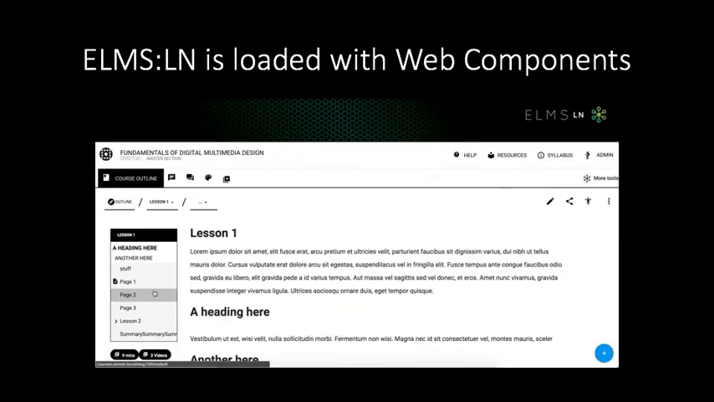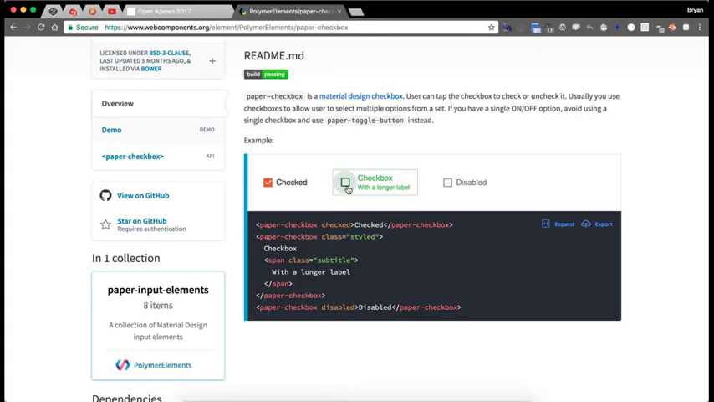And so ELMS is loaded with web components. If you go to webcomponents.org, you can see some really awesome accessibility-minded components. So for example, a checkbox: you could click on the checkbox and you get the little tap ripple if you were on a phone, right? Because it's a consideration. You need to give visual feedback to someone on a phone.